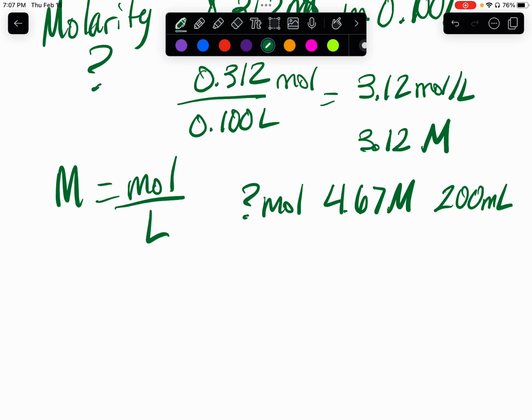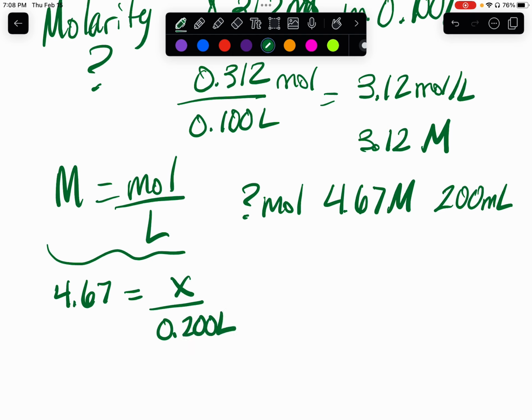Well, you could do this two ways. One way is to use this as just an equation tool. So plug in what you know. Well, it's 4.67 molar. I don't know the moles, and it's in 0.200 liters. Remember, divide by 1,000 to get to liters. So how do you solve this? Well, cross multiply. X equals 0.934 moles. So that's one option. Totally acceptable.